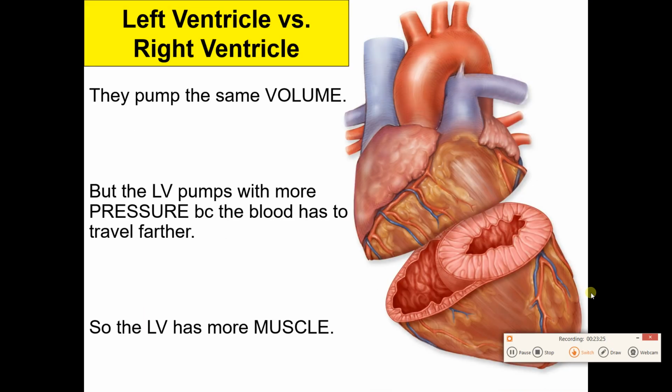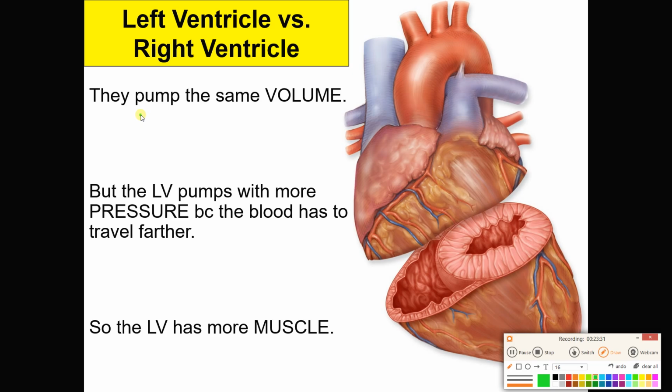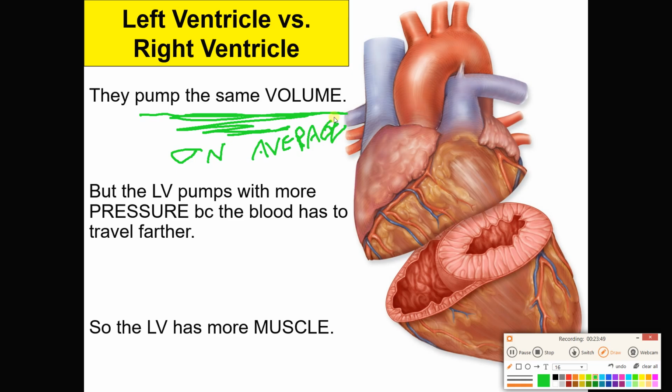Let's talk about an important fact. My left and my right ventricle, they pump the same amount of blood. All right? On average, they pump the same amount of blood. But you might say, well, wait a minute. The left is so much bigger than the right. Look how thick the myocardium is in the left versus in the right.